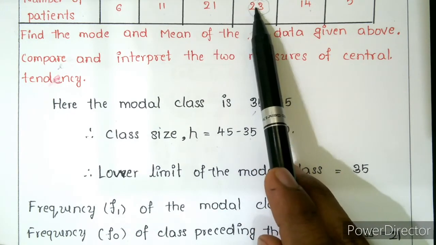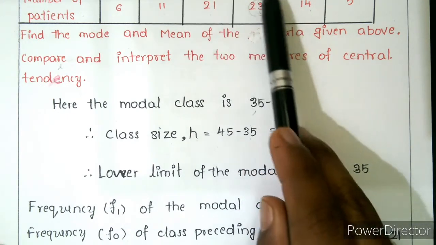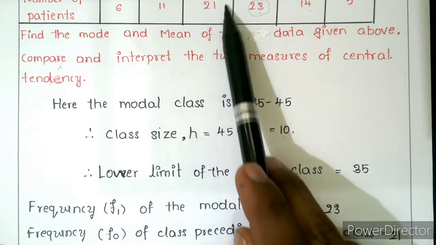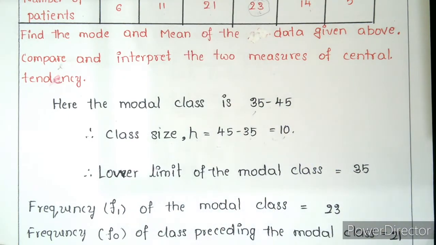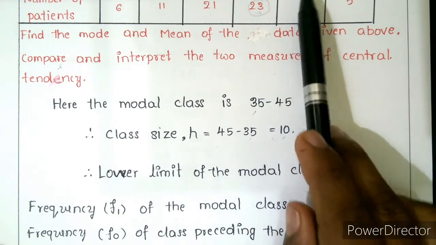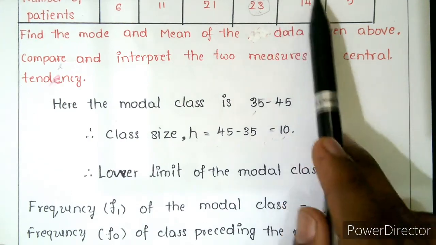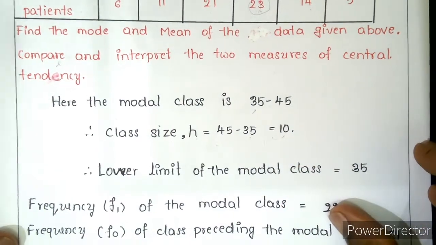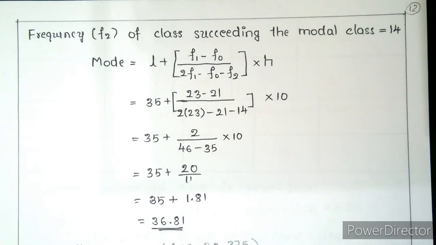Since it is the class preceding the modal class, the frequency of that one is 21. And the class succeeding the modal class is 45 to 55, and the frequency of that one is 14. So F2 is 14. Therefore mode is equal to L plus (F1 minus F0) divided by (2 F1 minus F0 minus F2), into h.